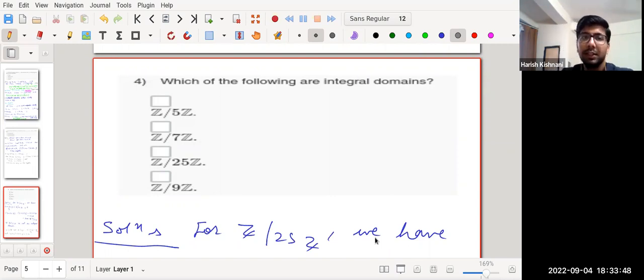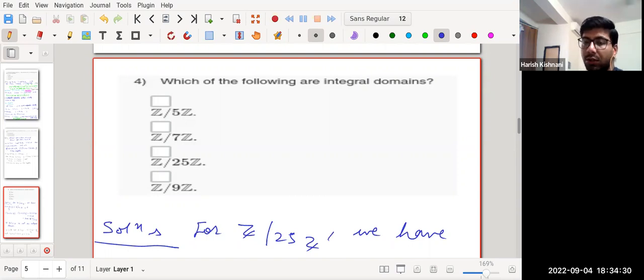So let's first see why Z modulo 25Z is not an integral domain. An integral domain is a ring with this property: if a, b are two elements of your ring, say R, such that ab is zero, then either a has to be zero or b has to be zero. So if we could find two elements in Z modulo 25Z such that their product is zero and neither element is zero, then we can say that Z modulo 25Z is not an integral domain.